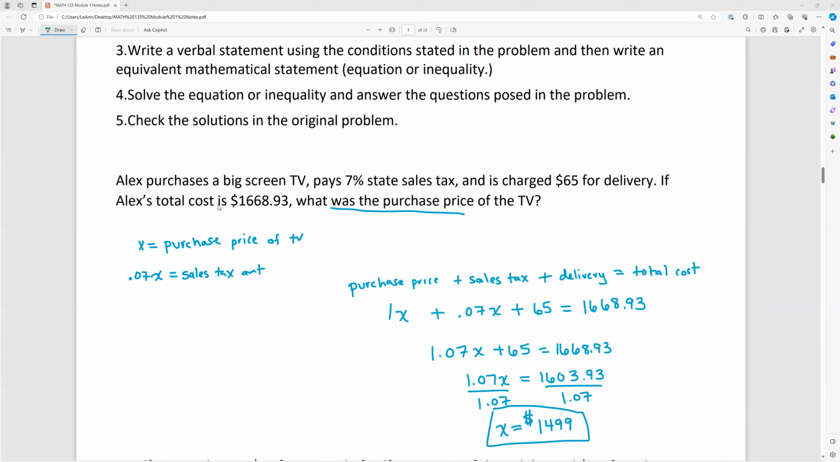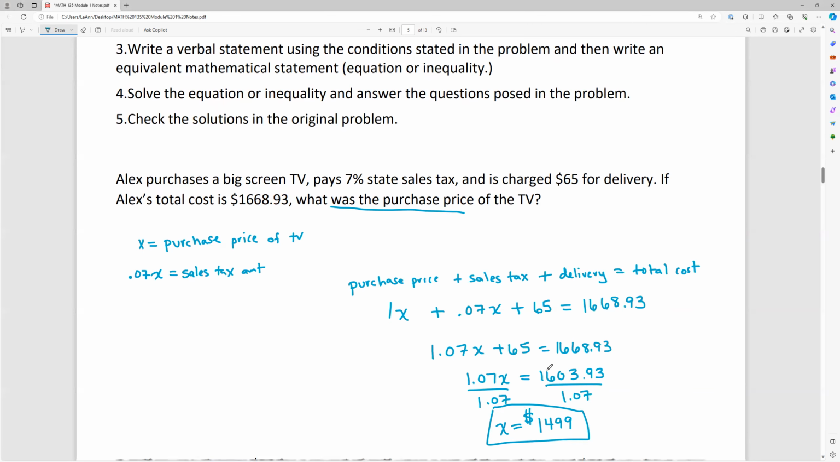We add on the $65 for delivery. We get the $1,668.93. So this does work out in the original setup. And it makes sense that if you're paying this much for everything, tax is not going to be huge. It's going to be based as a percentage of the price. Delivery is not huge either here. So it makes sense that the TV price is pretty expensive.